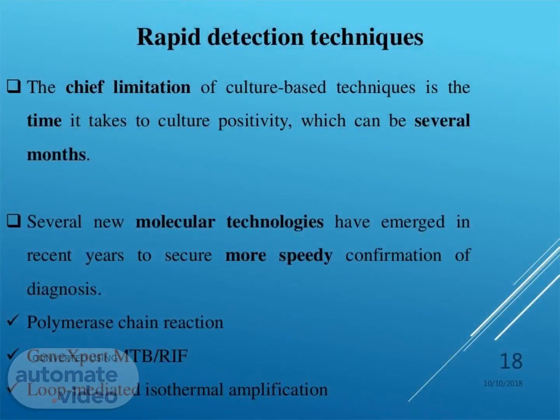Culture remains the gold standard for laboratory confirmation of TB disease, and growing bacteria are required to perform drug susceptibility testing and genotyping. But the gold standard method takes several months to culture positivity. A number of novel molecular technologies have emerged in recent years to achieve quicker confirmation of the diagnosis. PCR. CBNAAT. LAMP, that is loop-mediated isothermal amplification. LAMP is a single-tube method that is less expensive than other methods for amplifying DNA.